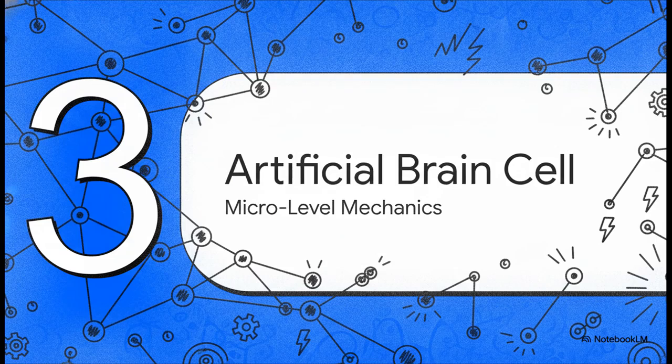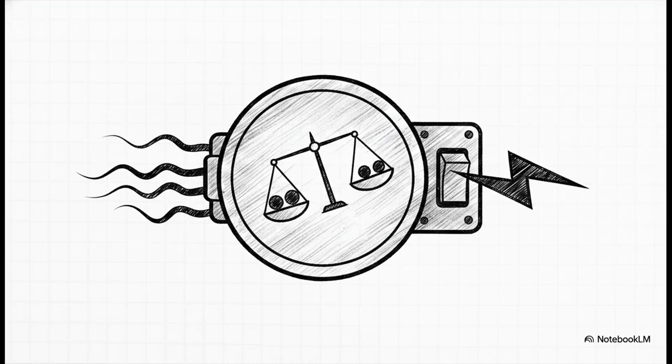All right, section 3, the artificial brain cell, the micro-level mechanics. You might be surprised to hear this, but the quest to mathematically model a brain cell is not some new Silicon Valley trend. It's got incredibly deep historical roots. Way back in the early 1940s, literally years before the first modern computers even existed, McCulloch and Pitts proposed the very first neuron models. They envisioned them as these binary thresholding devices capable of running basic logic operations. It's crazy to think about, but AI has actually been building on this exact foundation for over 80 years.